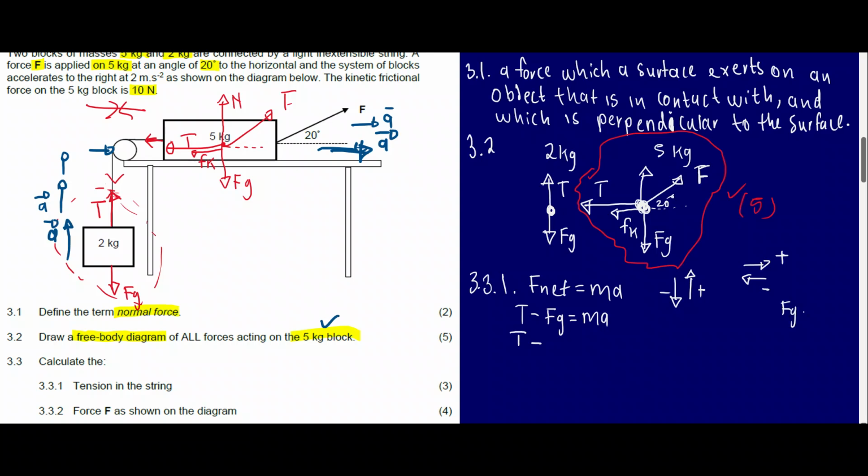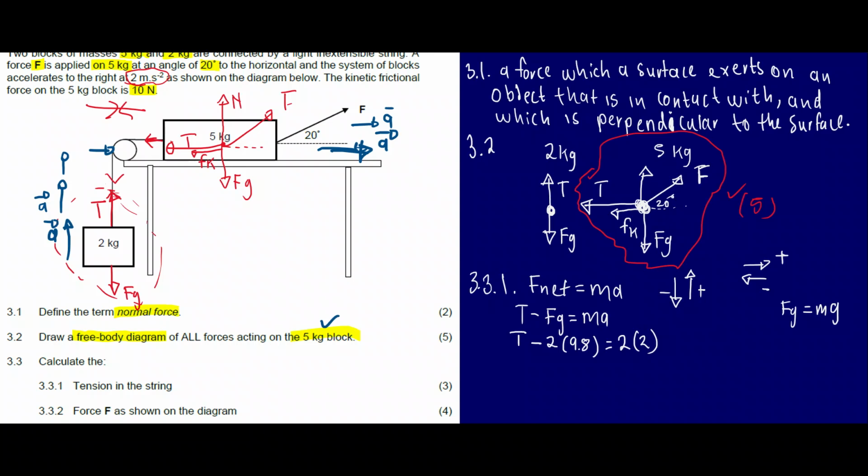The tension is going to be T. We don't know the tension, but we do know Fg. By definition, Fg, which is the weight, is equal to the mass times the gravitational acceleration of 9.8. So Fg is the object's mass, which is 2 kg, times 9.8. On the right hand side, we have the object's mass and the acceleration of the system, which they said is 2 meters per second squared to the right.